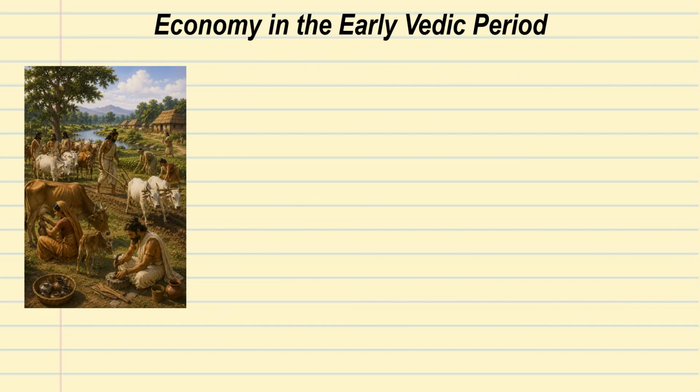Now we will see how was the economy in the early Vedic period. So early Vedic period economy was mainly pastoral. Pastoral means people lived off animal products, and cattle was the main wealth. So cattle was considered to be the main form of wealth.